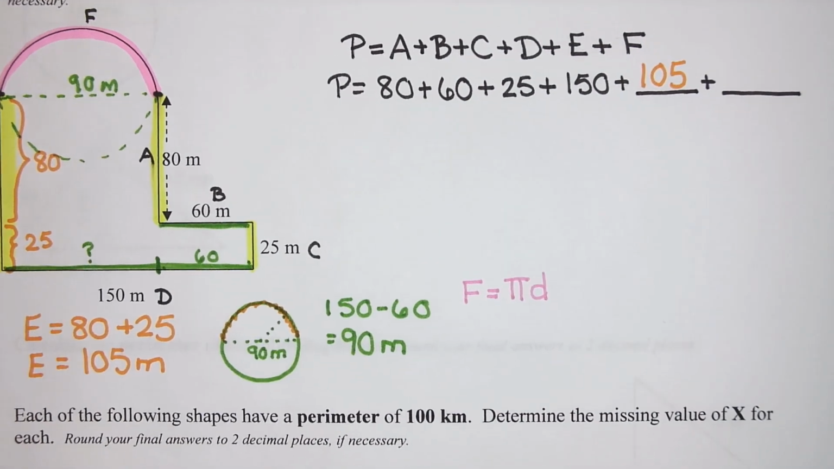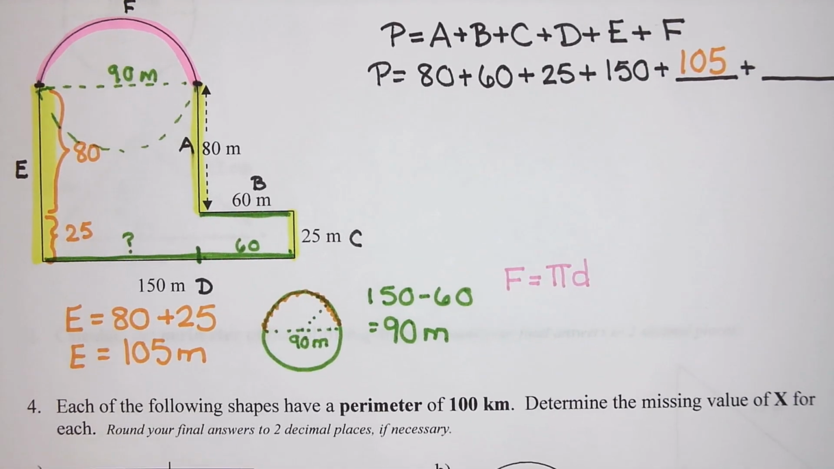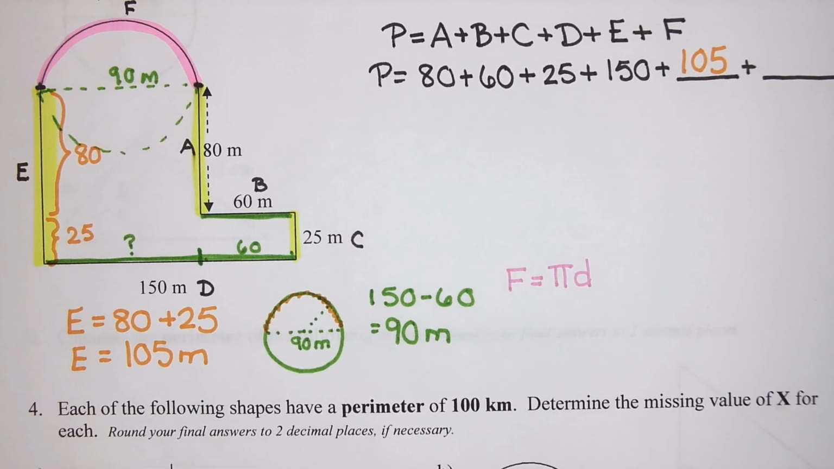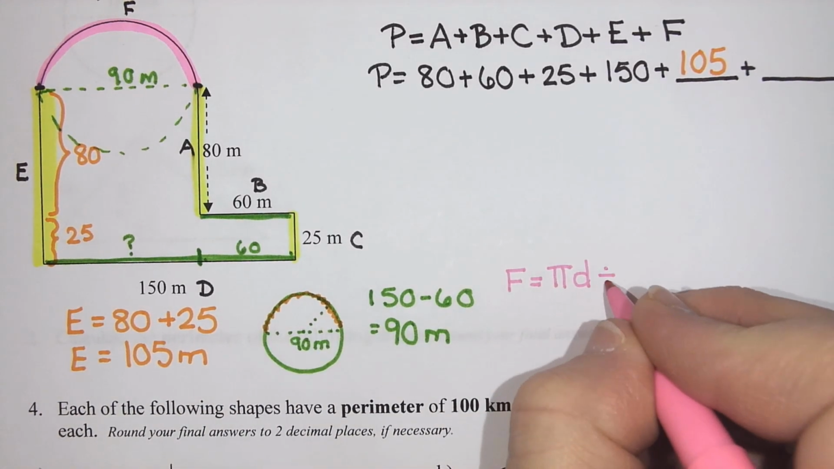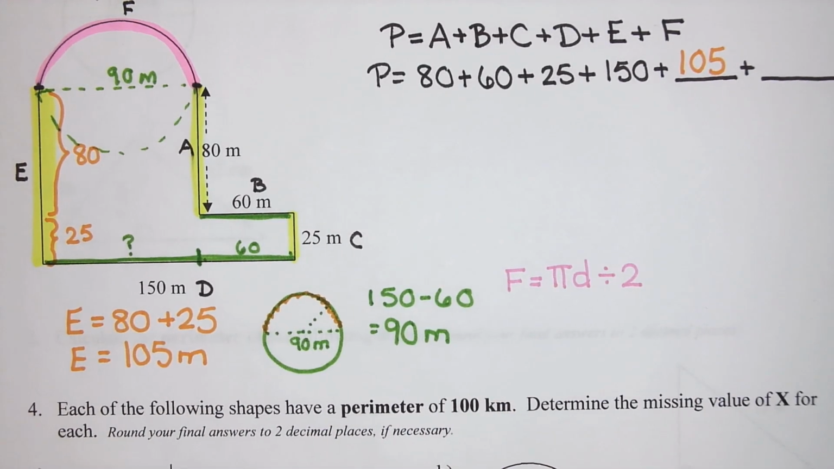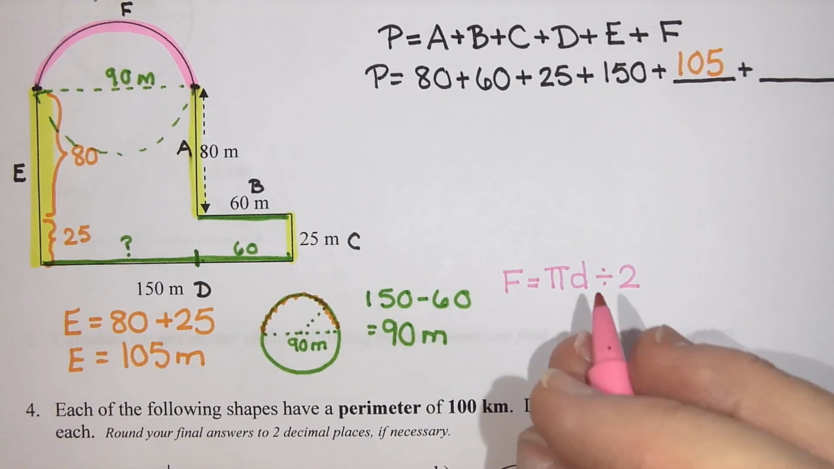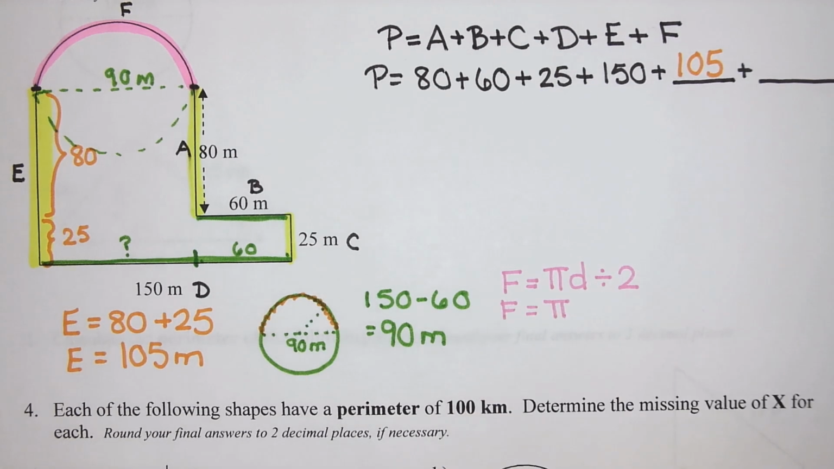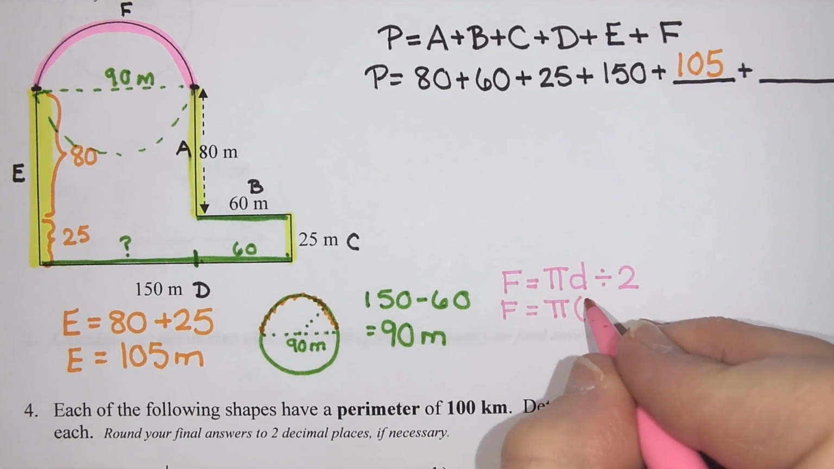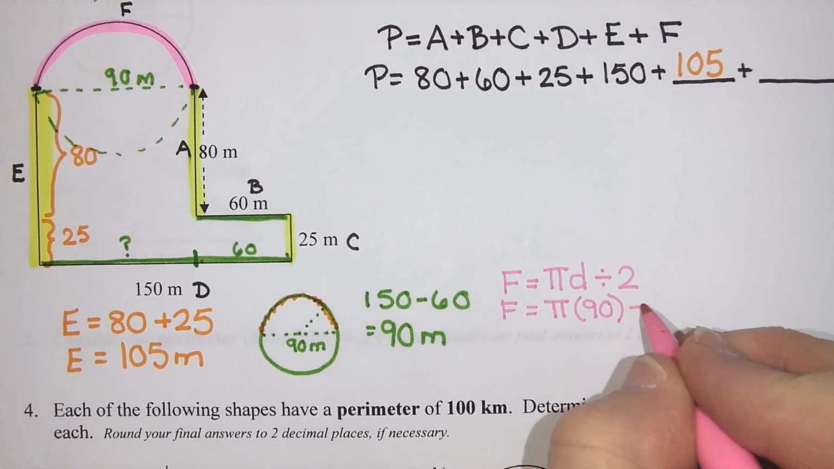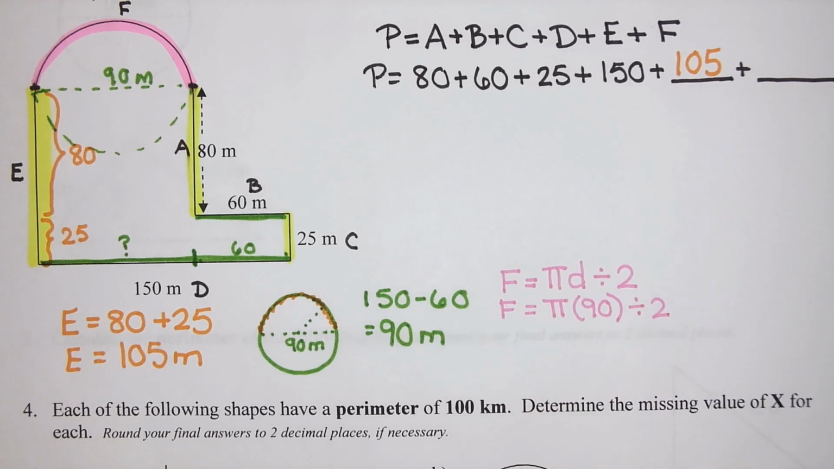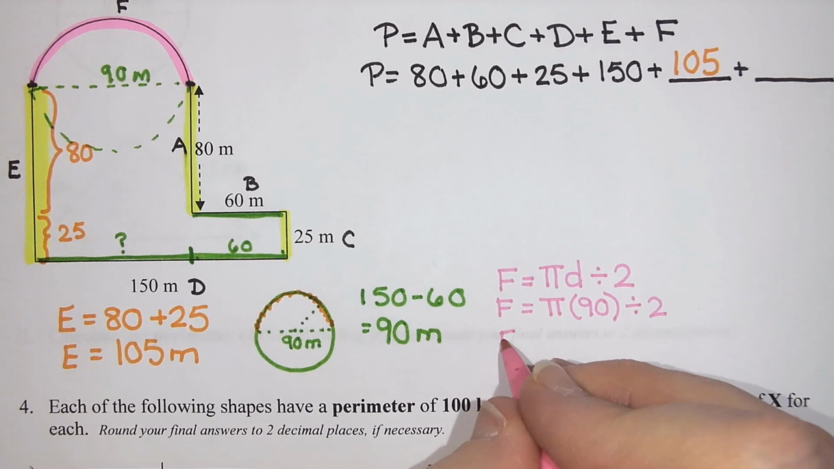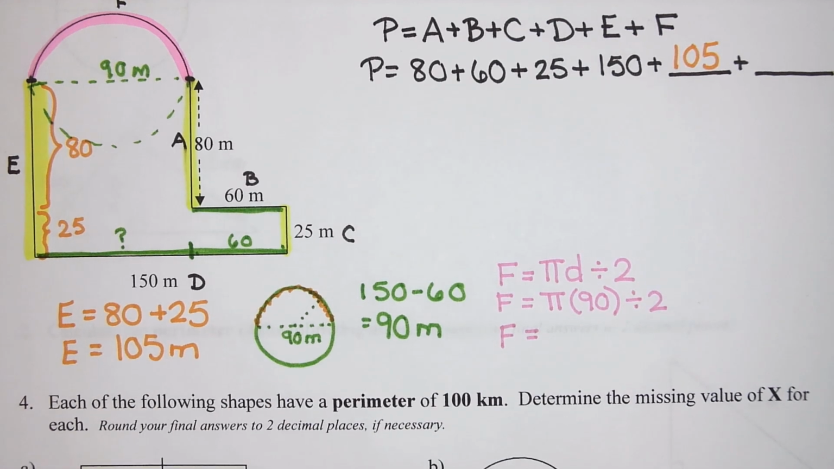But we're not doing a whole circle. We are only doing half of a circle. So I am going to take whatever we get and divide it by 2 because it's only half of a circle. So side F is going to be pi. I'm going to use my pi button for that. My diameter is 90, and then we are dividing by 2. All right, my calculator is going to do the work for me here.